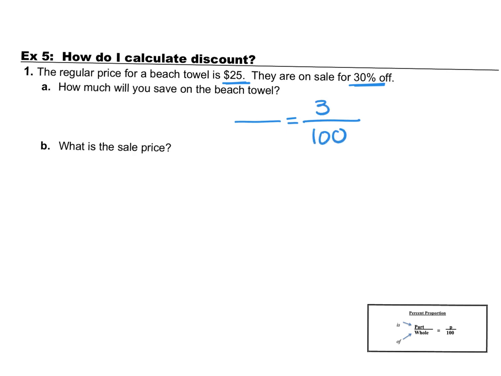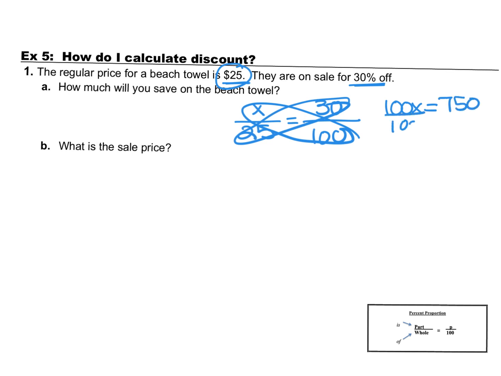And so we know that the percentage goes over 100, and then the price of the towel is the whole price, because we're looking for the part that you're going to save. And so you're going to then cross multiply, and you'll divide, and we'll have 100x is equal to 750, and then you'll divide by 100. And so we get 7.5, which is $7.50. So that's the amount that we're going to save, because $7.50 is 30% of $25.